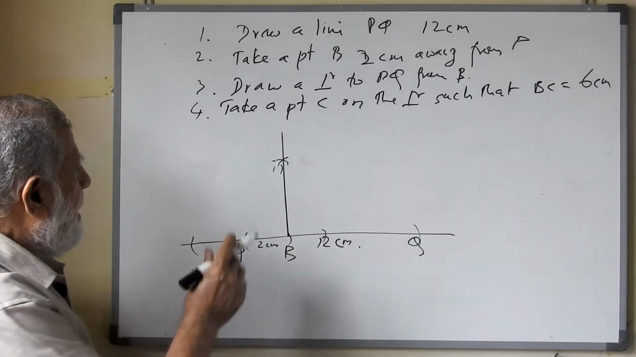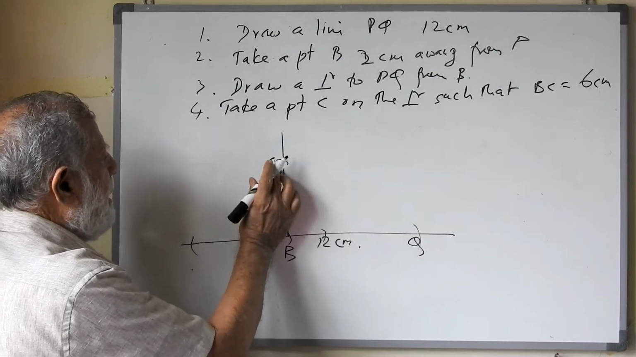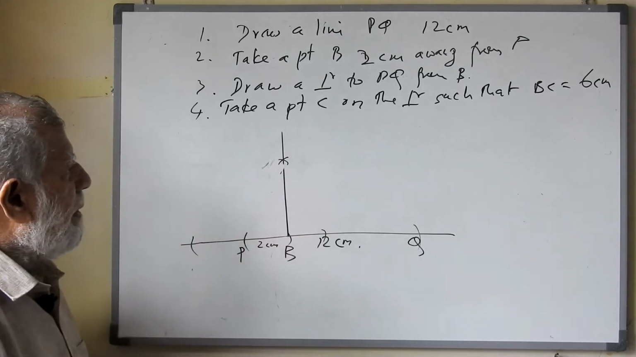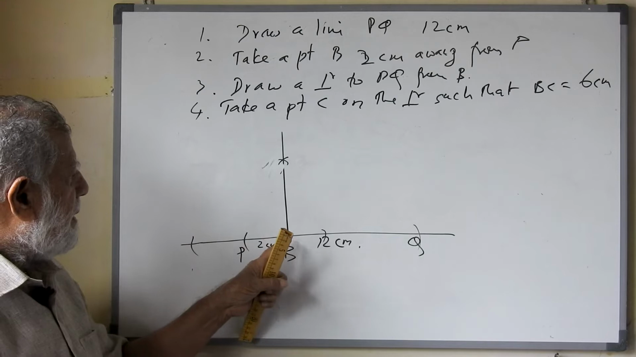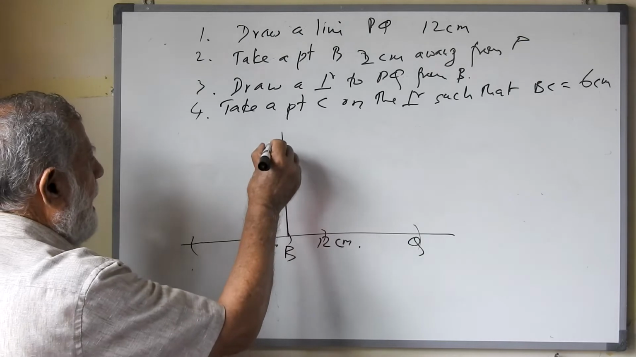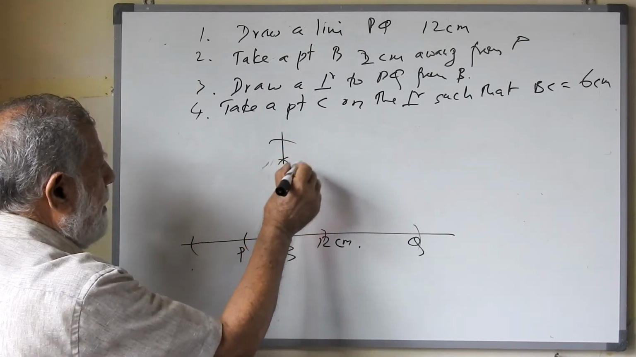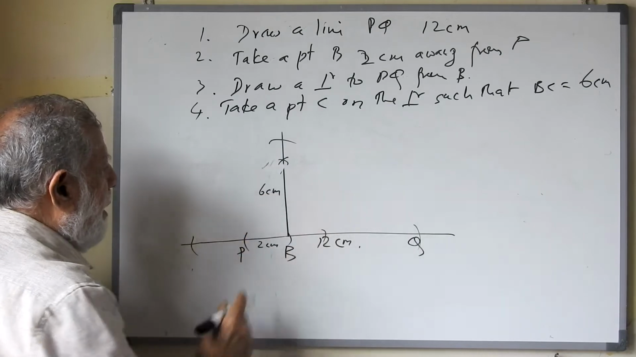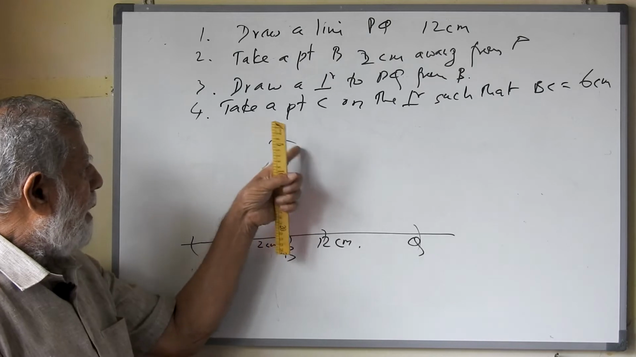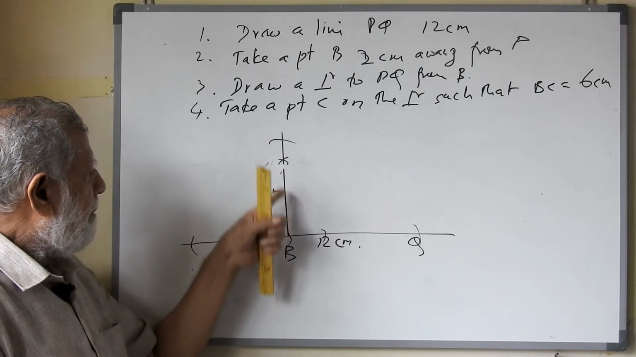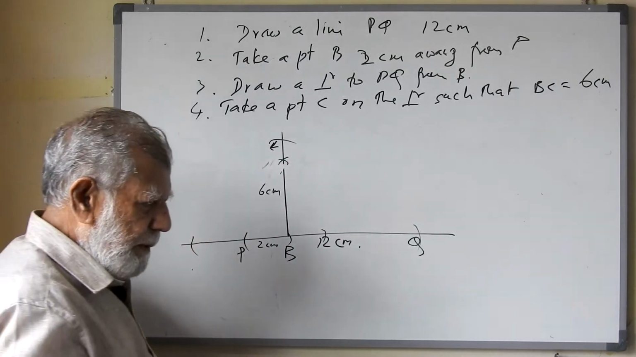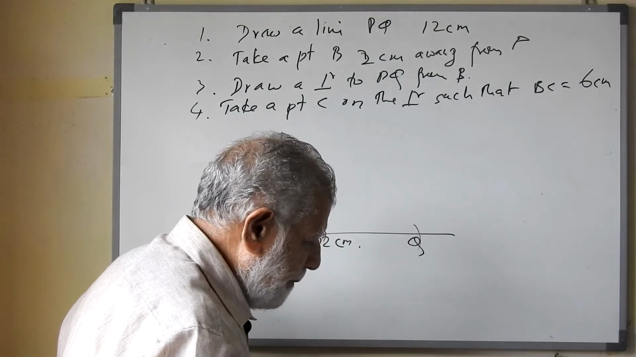Take a point C on the perpendicular such that BC equals 6. How to get 6? So take 6 centimeters from the compass, and from B draw an arc to cut the line. So this is 6 centimeters. How did you do that? Take 6 centimeters from the compass, and from here draw an arc to cut the perpendicular. Then C will be coming here. Then we'll take the next one.